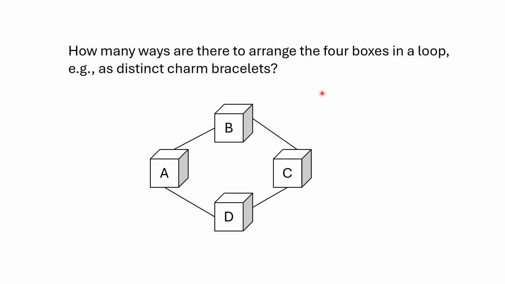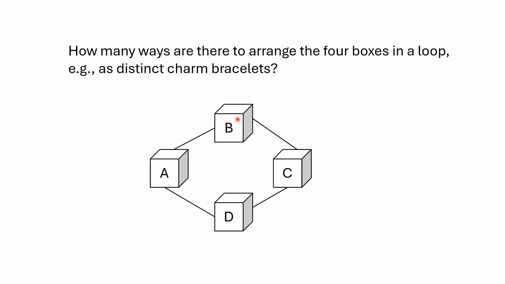Let's change the problem around a little bit. The first few combinations we looked at, we had the objects in a row. What if we put them in a loop, as in a charm bracelet, for example? How many different ways can you put 4 different objects to create distinct charm bracelets?